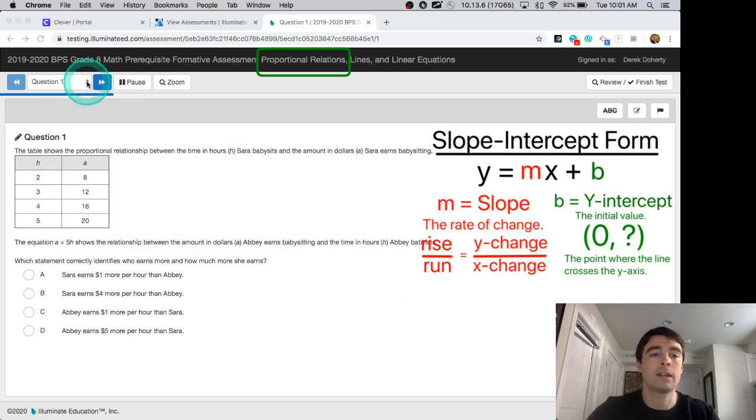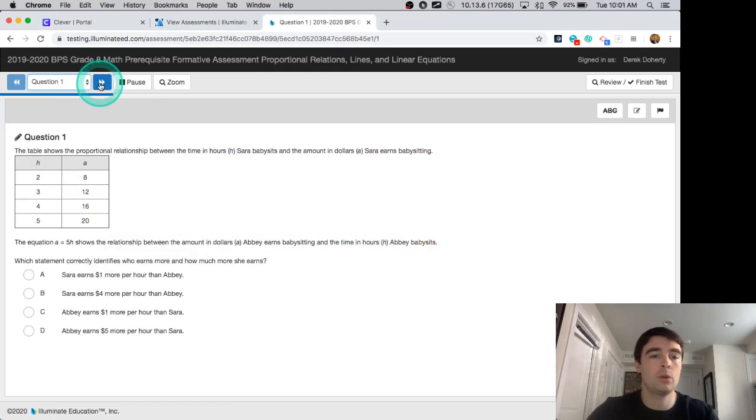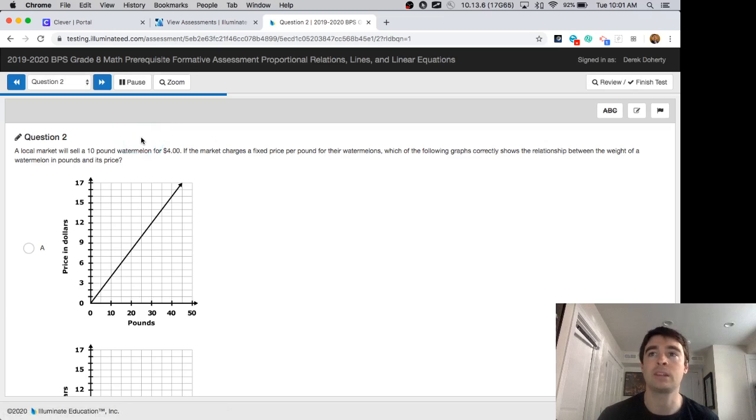I'm not going to spend a lot of time on question 1 or question 2. I think they're both ones that you should just read, think about, and do your best to make sense of the data that's in the table or the equation, or in question 2's case, the graph.